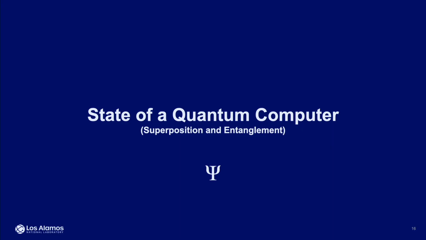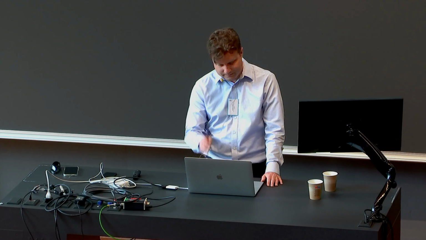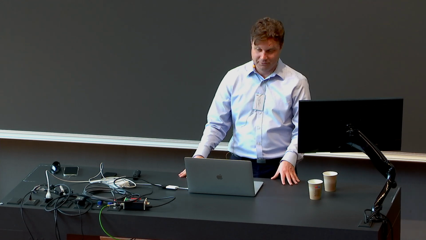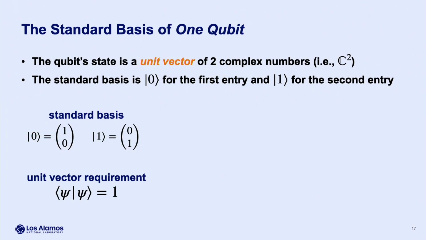So in the next section of slides, I go through what is the state, what are those operations, and talk a bit about measurement. So let's talk about the state of the quantum computer, which is often called psi in the literature. We'll begin with 1 qubit, right? If we can't do 1 qubit, how are we going to do n qubits? So the state of a qubit will be a unit vector of 2 complex numbers.